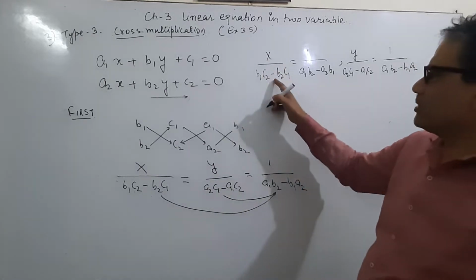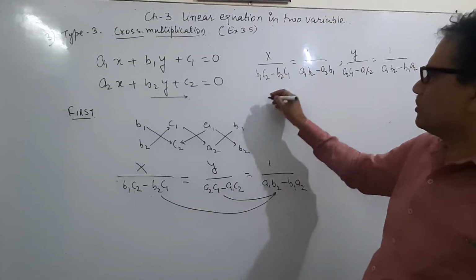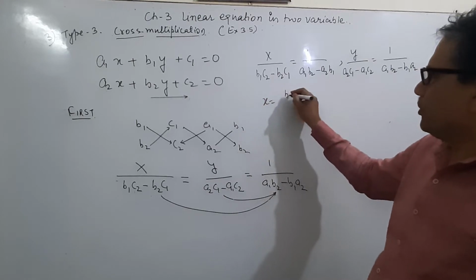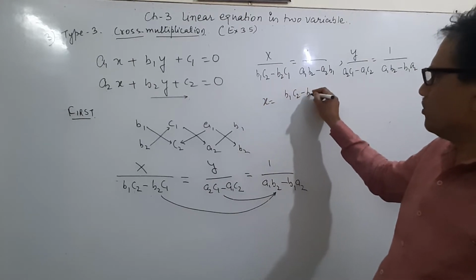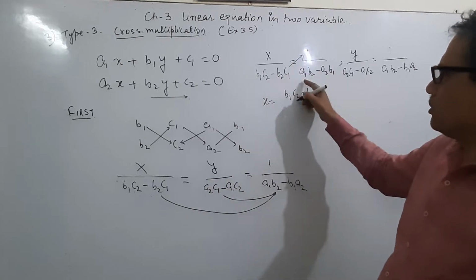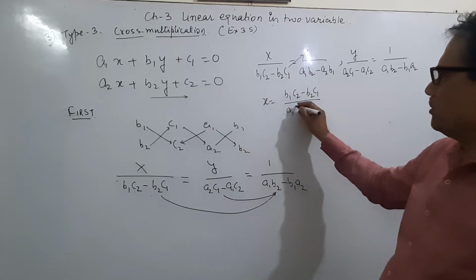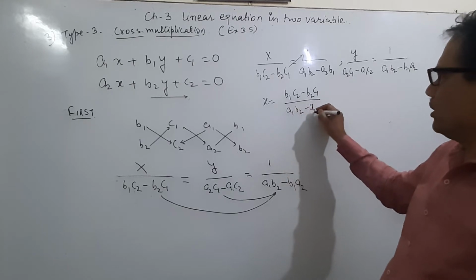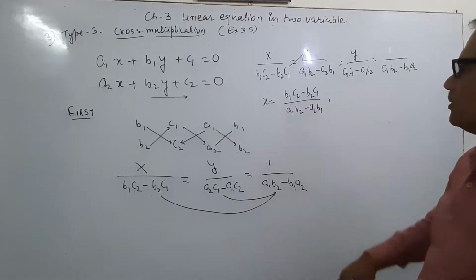And then what is the value of x? You have to cross multiply. This multiply to this one. Then x equal to b1 c2 minus b2 c1. This will multiply to this one. And this will be same. Means a1 b2 minus a2 b1, comma.